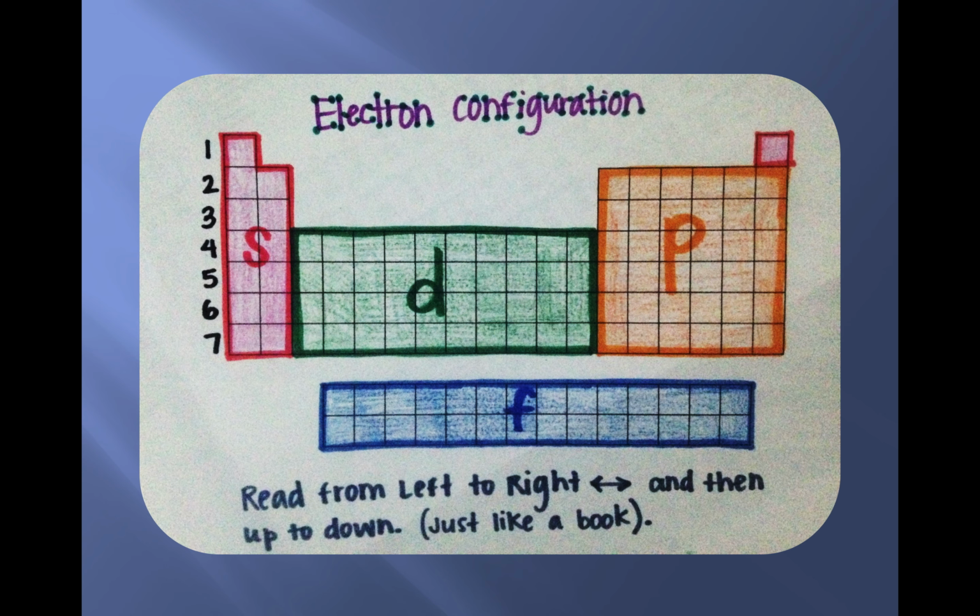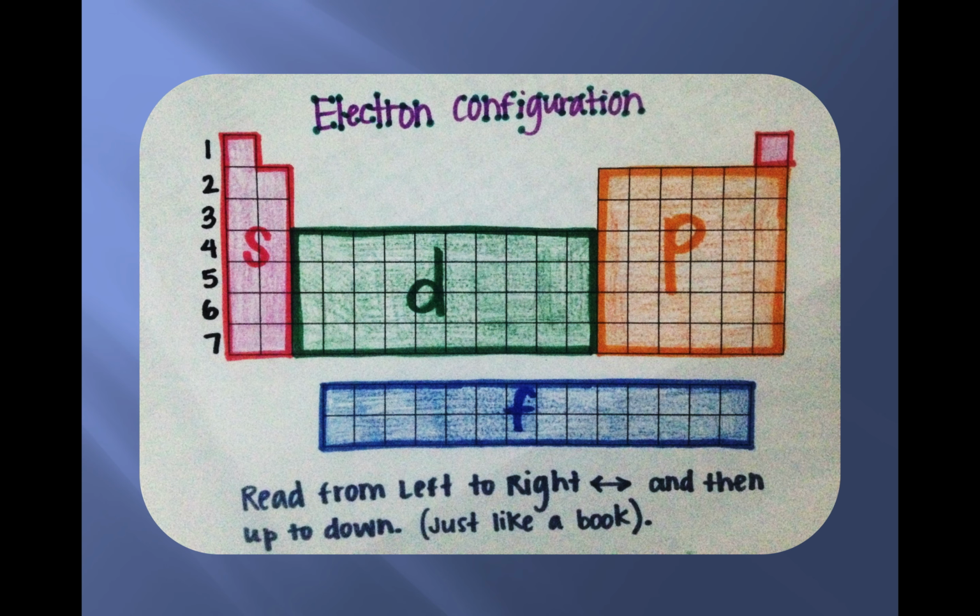There's a couple little twists to that we'll see. One of those is, if you remember, the F orbital should fit right here between period 6 and 7 on the periodic table. So it should be inserted right there. If you took this periodic table and sort of spread it out over your table, this is how it should look.